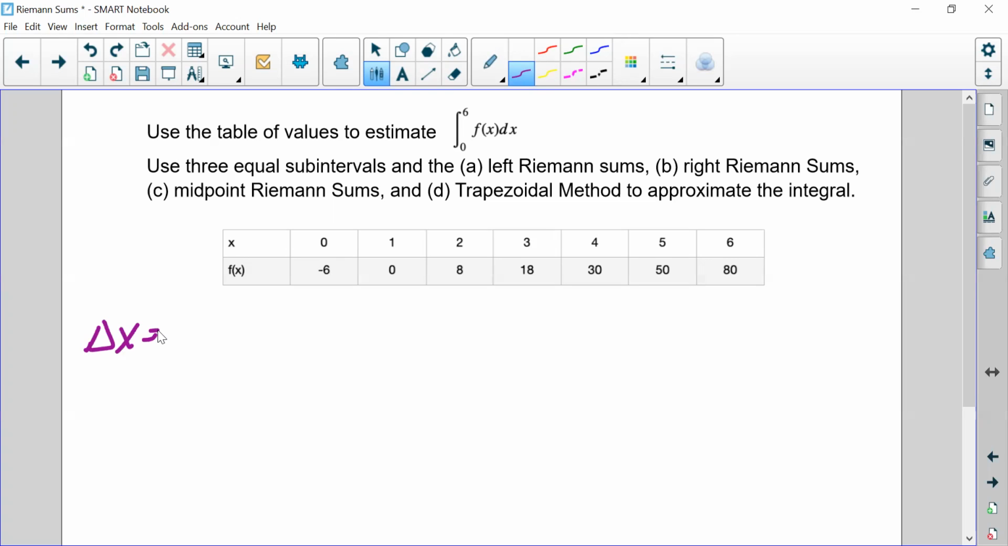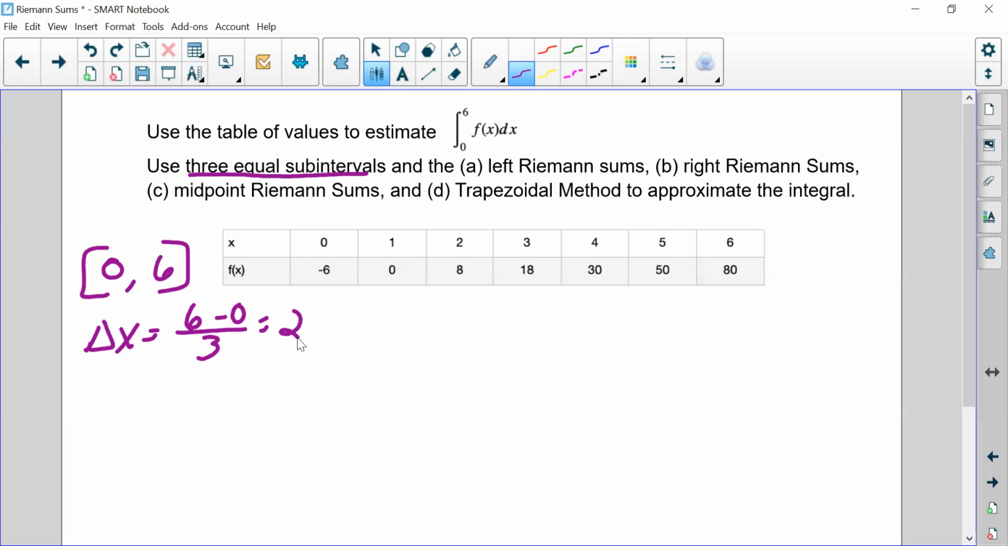Now let's read what we want to look at. We want to use the table of values to estimate the integral from 0 to 6 of f of x dx. And I'm going to do 3 equal subintervals. So first thing, if I'm going the interval from 0 to 6, that tells me the beginning of my domain is 0, the end of my domain is 6. So a is 0, b is 6. And I'm doing 3 equal subintervals. So my delta x is going to be the same as the last problem, 6 minus 0 over 3, which gives us a 2. So our delta x is 2. Okay, so that's the first thing you want to identify.